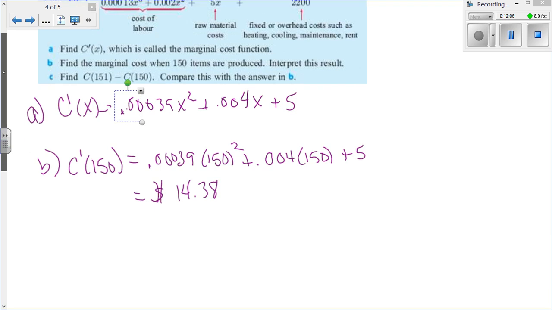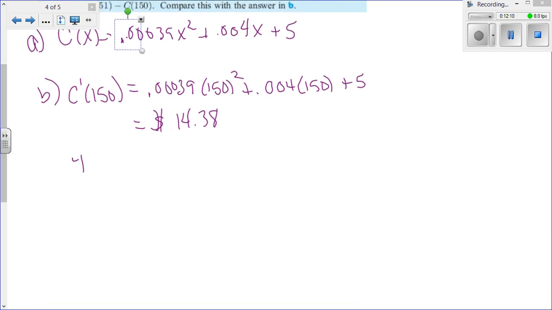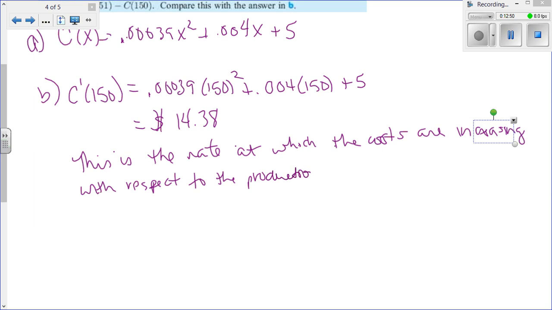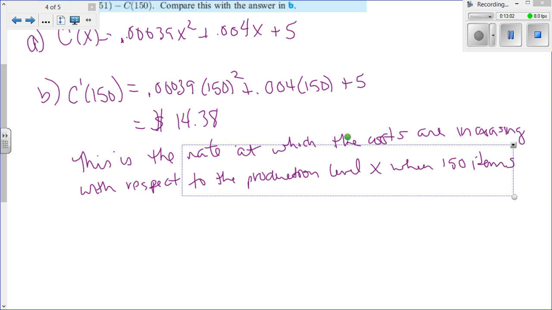Interpret this result. Well, this is the rate, because I took a derivative, so it's a rate every time I take a derivative, at which the costs are increasing with respect to the production level x when 150 items are made per day.